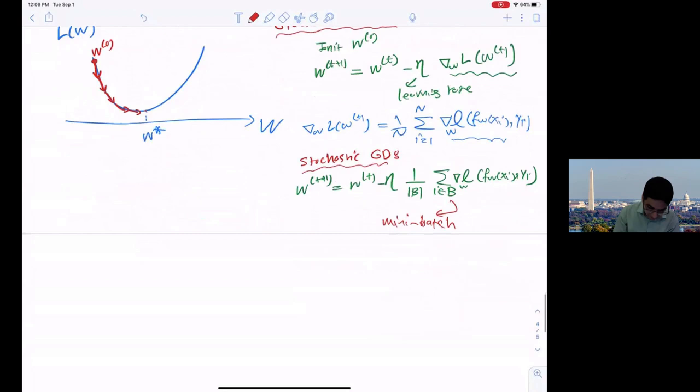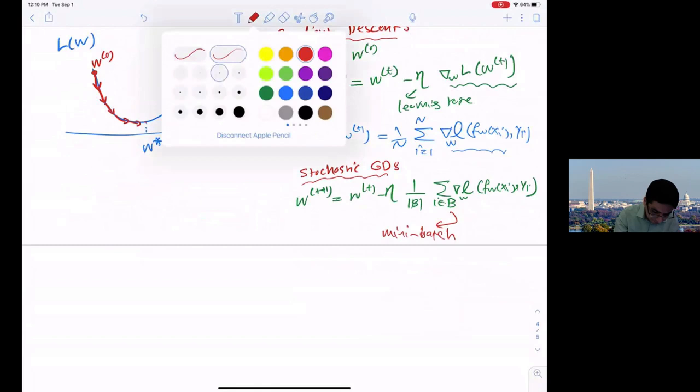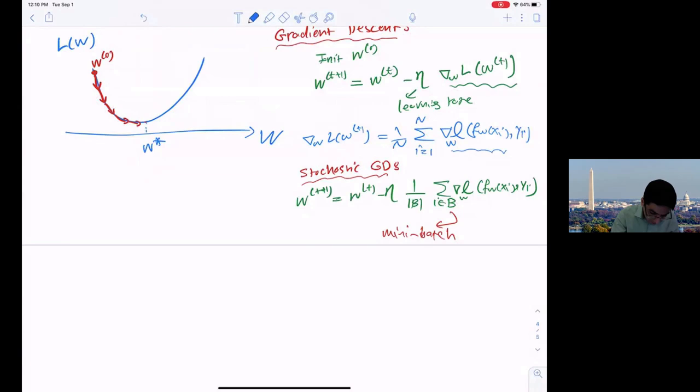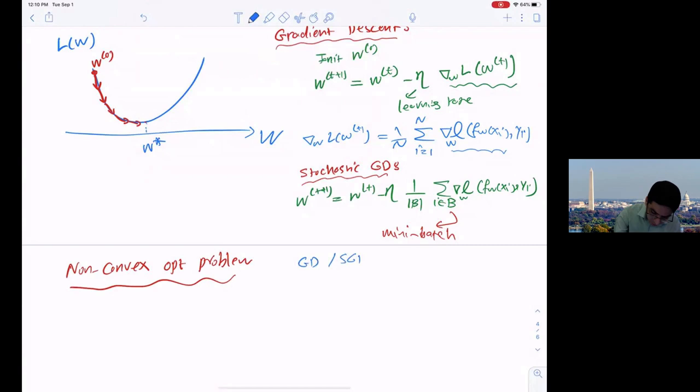Now in deep learning, again, there's a trade-off. The linear function was good, but we have limited representation power. In deep learning, we have a nonlinear function, and we may end up getting a non-convex optimization problem at the end. So how can we deal with this problem? Even in that case, we are using the same algorithms. We are using gradient descent or stochastic gradient descent in order to solve the non-convex optimization problem.